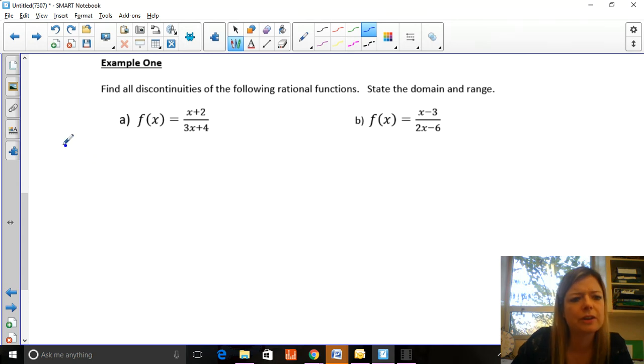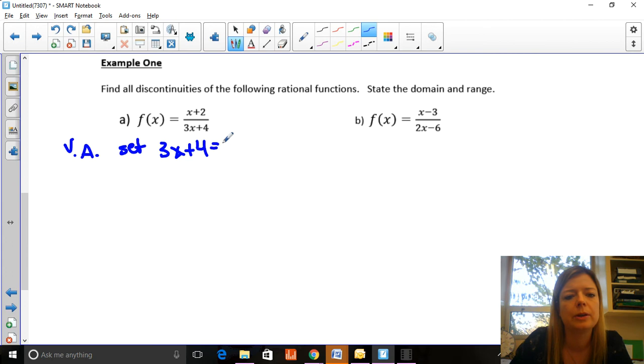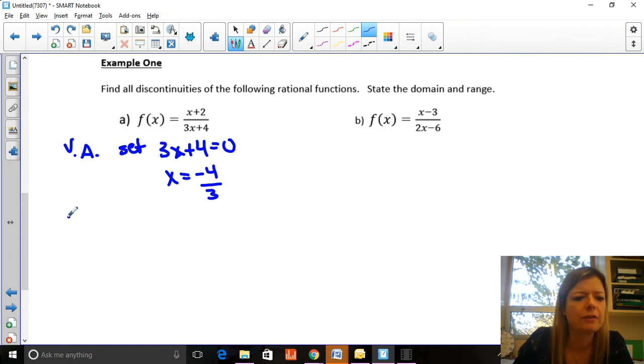So we always check for the vertical asymptotes first, and you always do that by setting the denominator equal to 0. Okay, so that's how you check for the vertical asymptote. So in this case, it's -4/3. Okay, then you check for a hole.